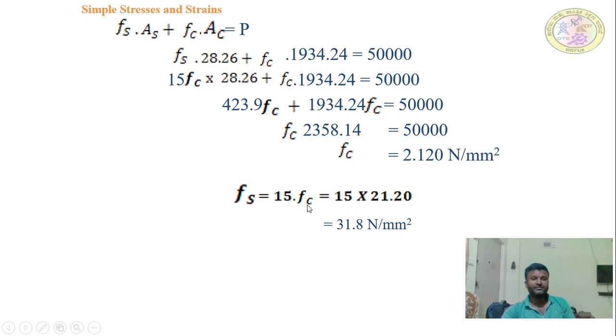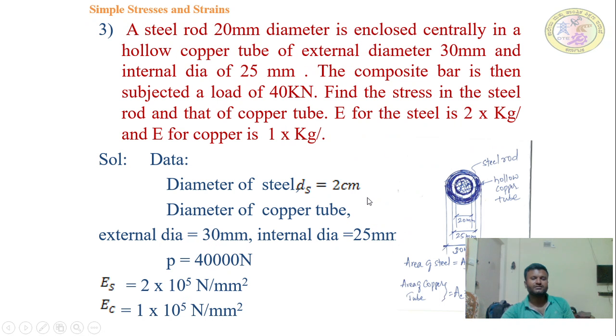Fs is 15 times Fc. 15 into 2.12, so how much is it? 31.8 newton per mm square. Understand? This is how to calculate the stresses in steel and concrete.